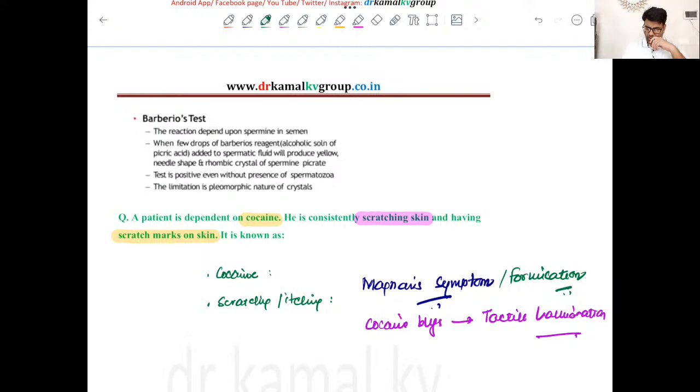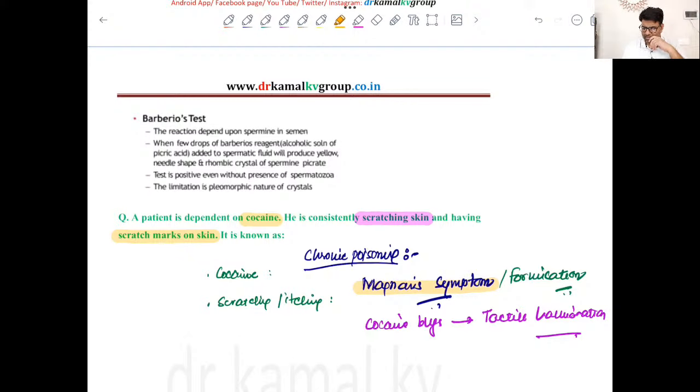So this is cocaine chronic poisoning, right? So this is very important. This is especially seen if the person is taking cocaine since a long time, right? So this is a classical Magnan symptoms or cocaine bug.